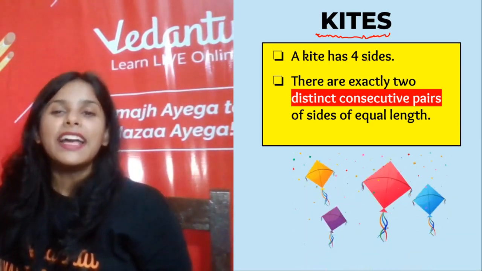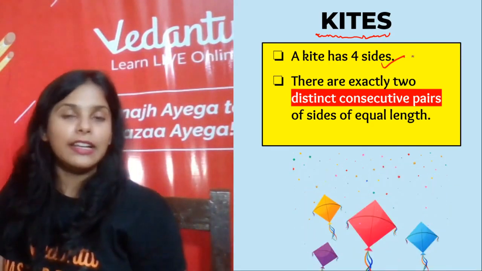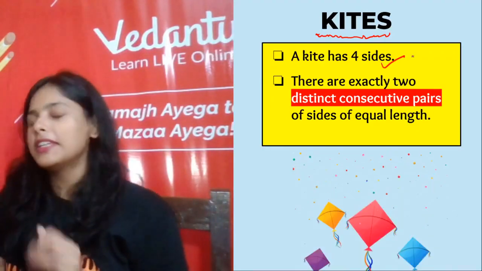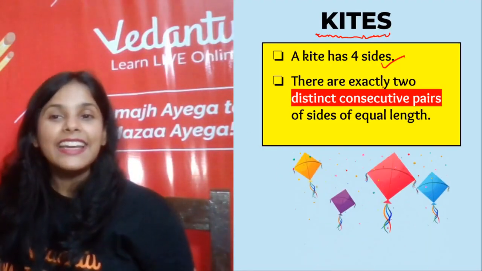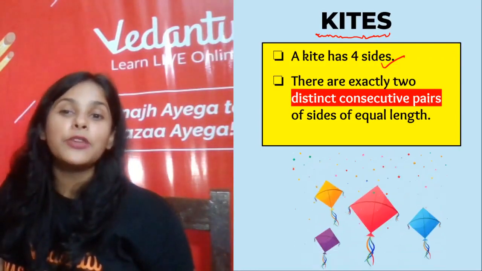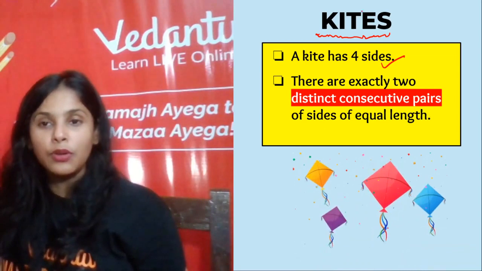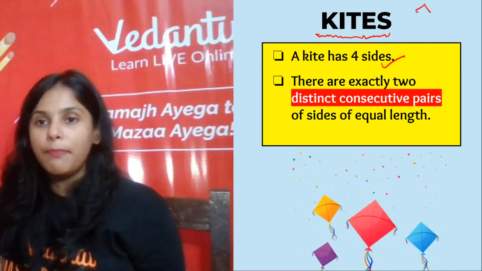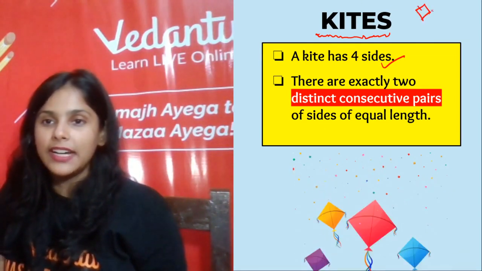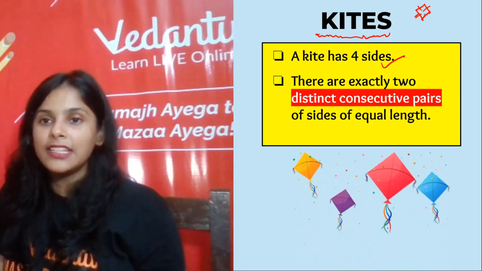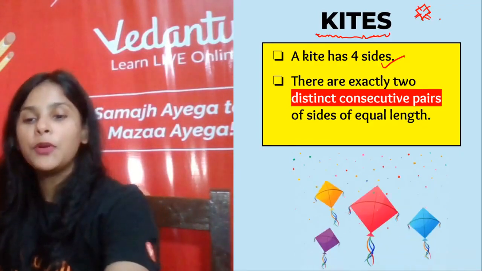Okay. A kite has four sides, we know definitely because it is a quadrilateral. Now there are exactly two distinct consecutive pairs of sides equal in length. We know in the kite the adjacent sides are equal. This side is equal to this side and this side is equal to this side. I hope it is clear.